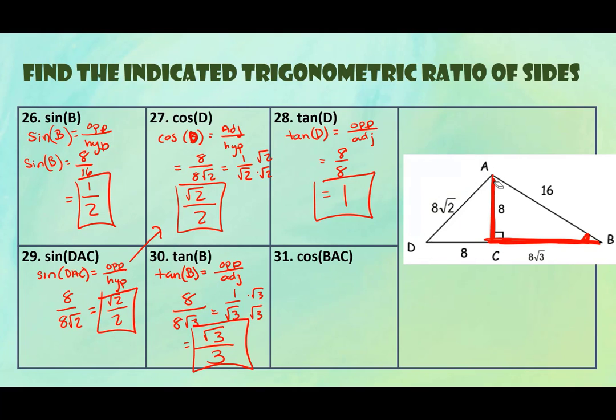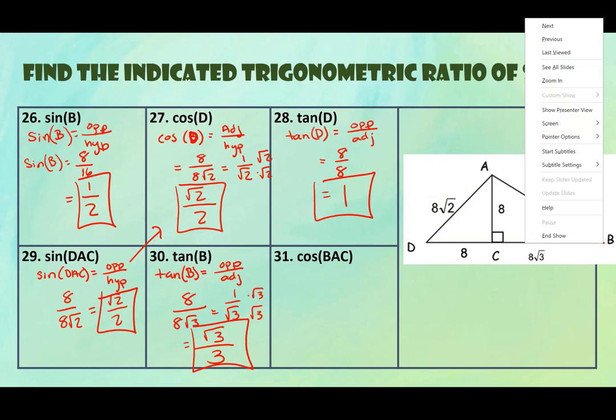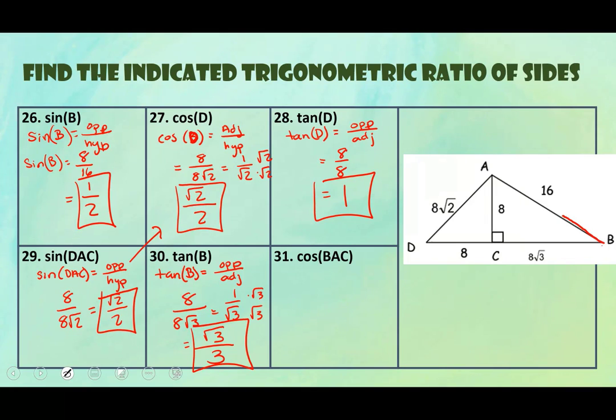And last but certainly not least, we have cosine of BAC. So again, we need to find where that angle is. We're going to start at B, go up to A, and then go back down to C, which means our angle that we're looking at is right here. Okay, so we're looking for cosine of BAC.